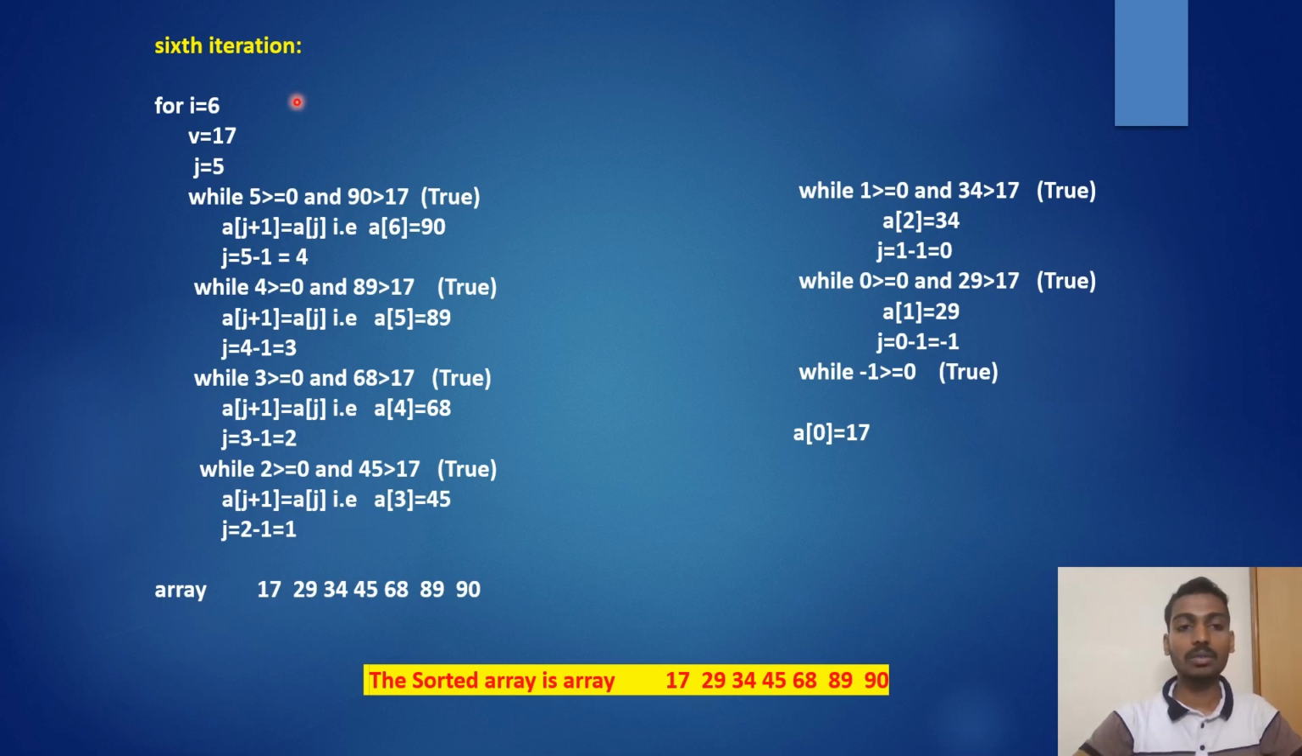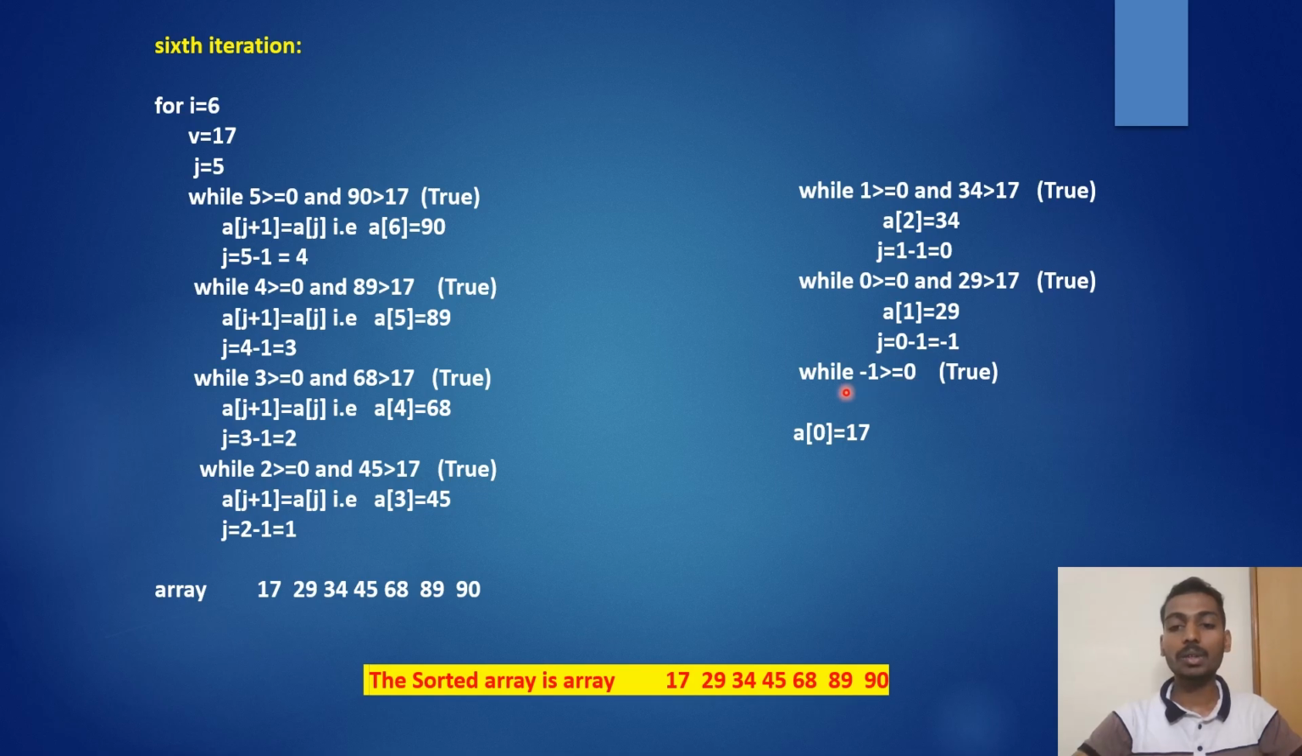Next, sixth iteration. For i equals 6, v is equal to 17, j is equal to 5. While we have to check j should be greater than or equal to 0 and then a of j should be greater than 17, that is v. If it is true, then execute the statement, that is a of 6 is equal to 90, then j should be decremented. Again, it will execute the loop continuously until the condition is false.